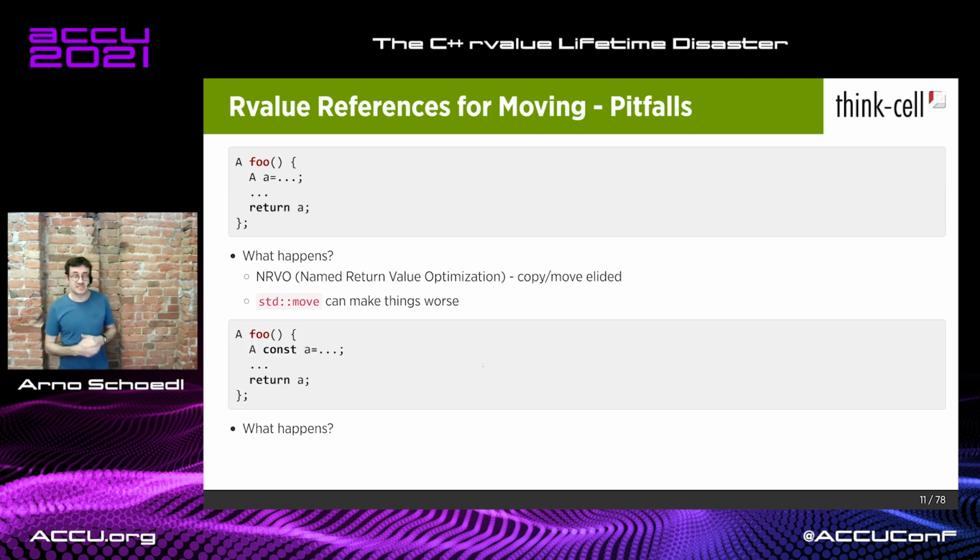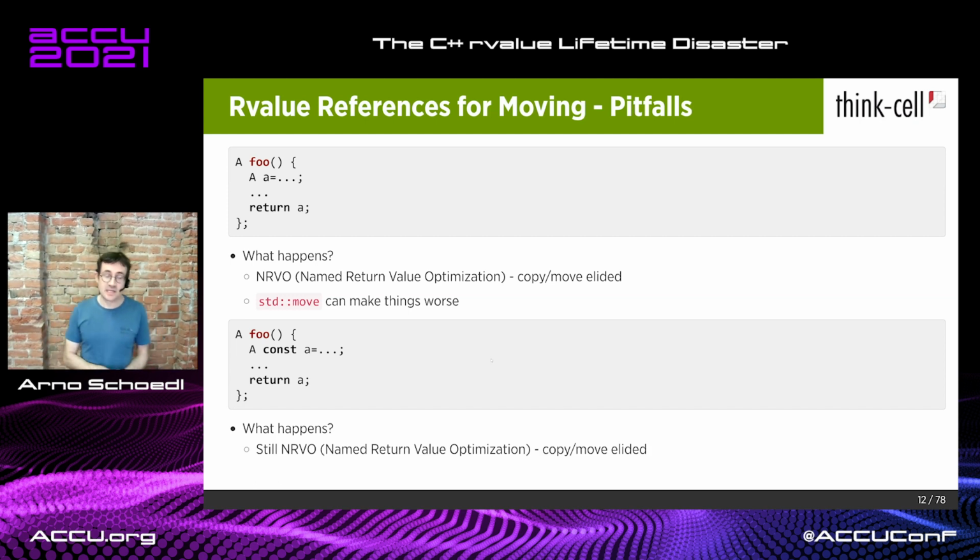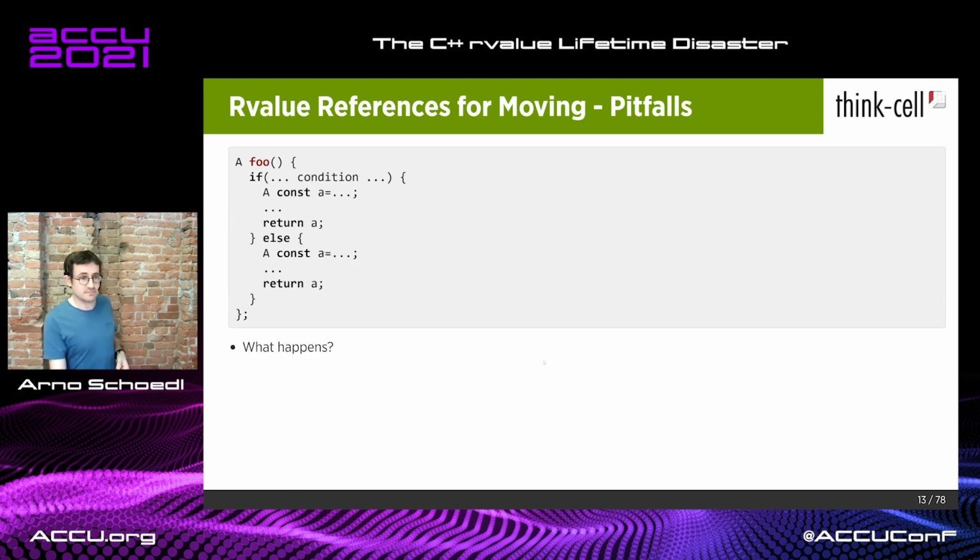Let's make a const. What happens? Everything okay? Well, it turns out, yes, it is. It's still using named return value optimization. So the a internally as a local variable is const, but the outside a is not, which is fine for C++. It's okay. You can do it that way.